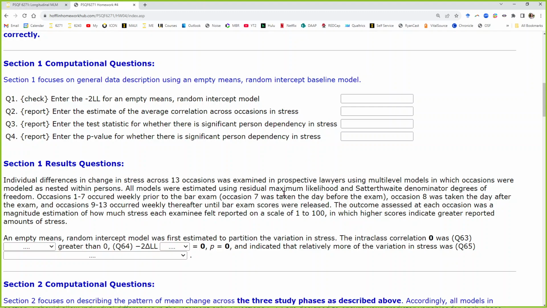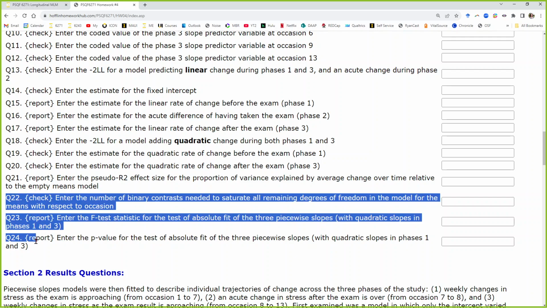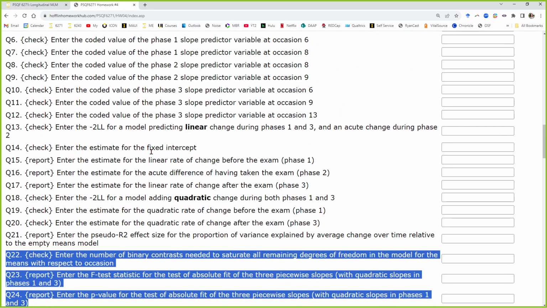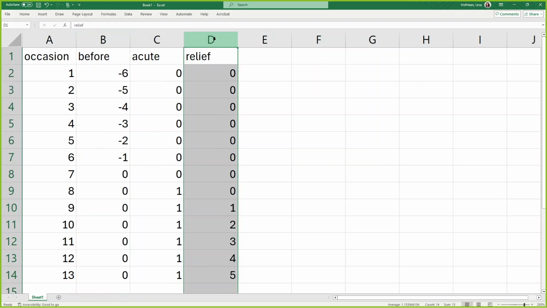So lots of questions over email as well about saturating the model. The relevant questions for this would be 2.2, 3, and 4 in section 2. At this point, you would have built up your fixed effects side of your model to have linear change during the first phase, the second phase, and the third phase, and additionally quadratic change in the first phase and the third phase.